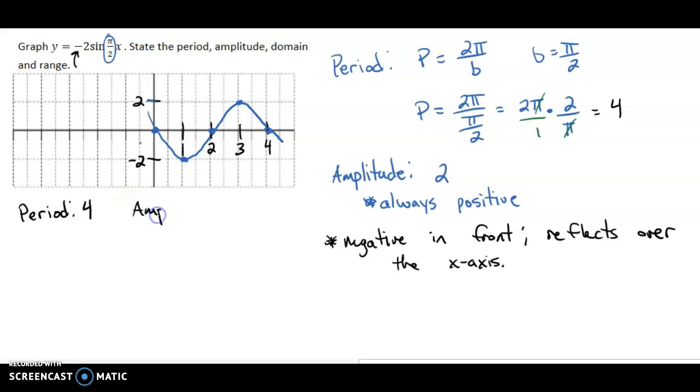Our amplitude is 2. We already said that. Our domain is still all real numbers, -infinity to infinity. It's left to right. This graph goes forever. It just repeats the same cycle over and over again. And our range goes from -2 to +2. It's the bottom to top.